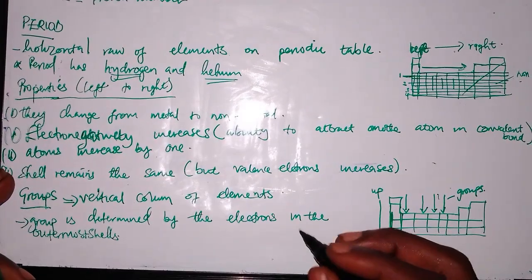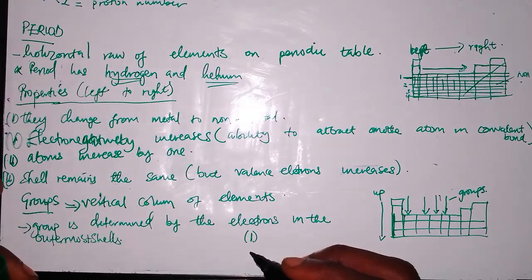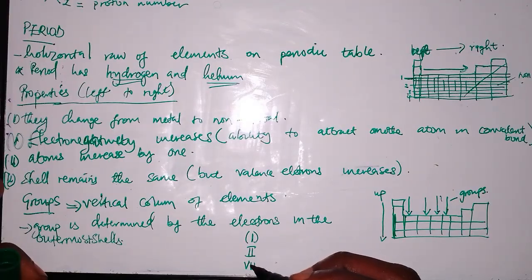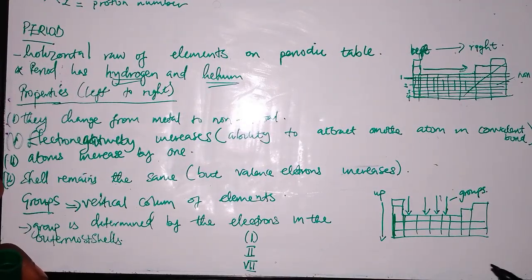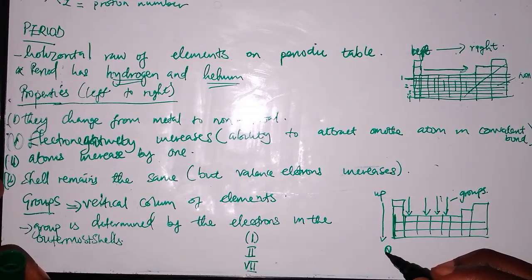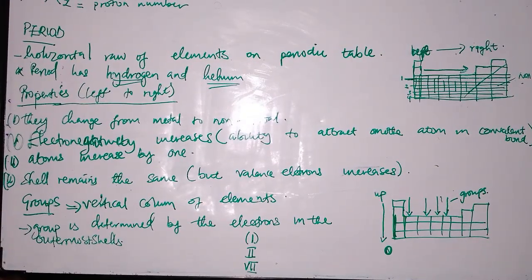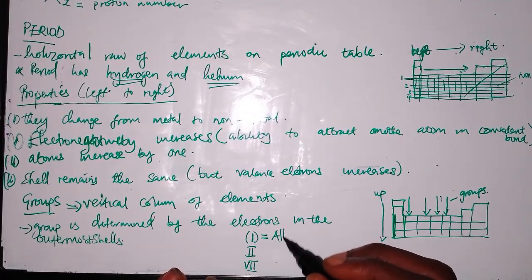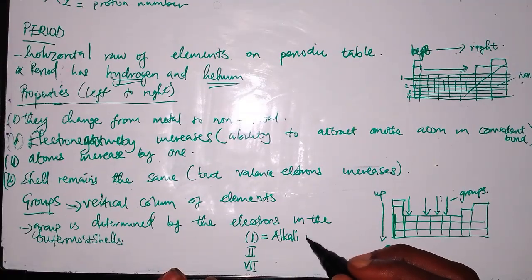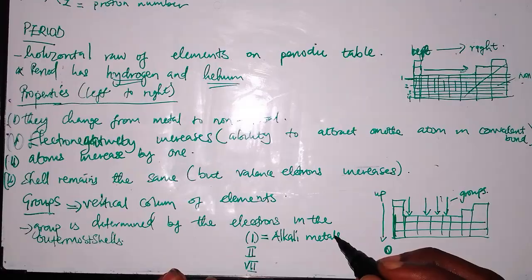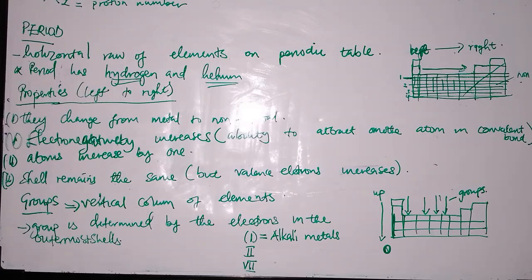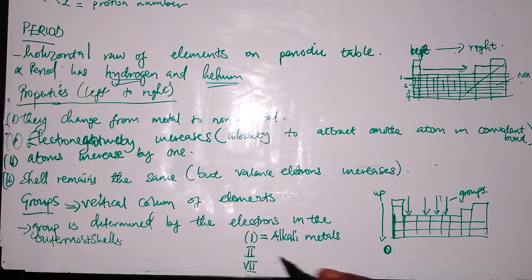So we have group 1, group 2, group 7, and group O, or group 8. So group 1 elements are known as the alkali metals. Why are they known as alkali metals? Because they react with water to form an alkaline solution, or a hydroxide, in short.